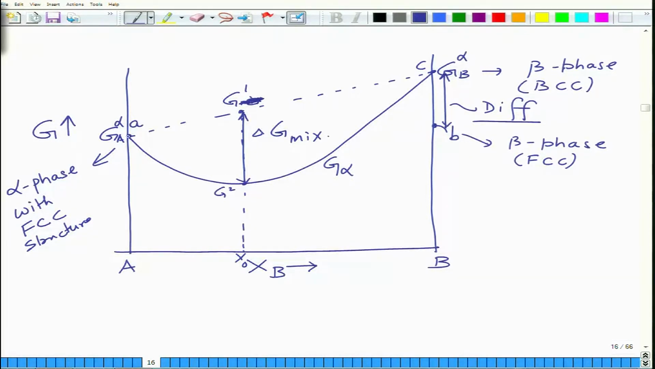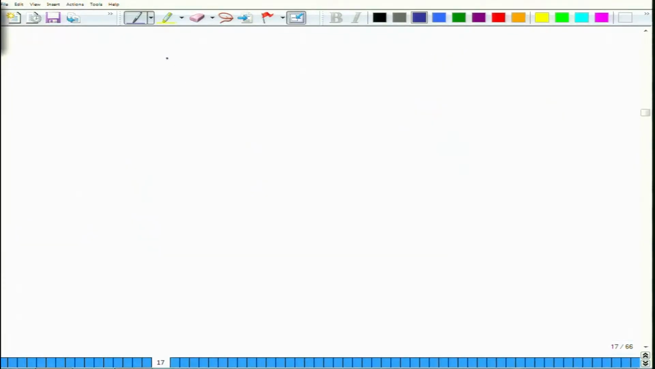So, this is pure A in FCC structure. This is pure B if it was in FCC structure. And since we know that pure B, which is the beta phase, is BCC structured, the free energy of this phase is lower. So, in fact, if it was FCC, its free energy is raised by this much amount. So now what I need to do is draw the free energy curves of both the phases.